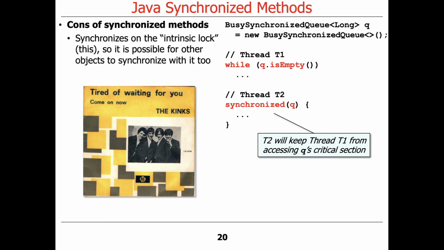So here we've got ourselves a busy synchronized queue, and we have thread T1 calling while queue is empty. That's a synchronized method call. And then down here, another thread says synchronized queue. Queue is the object. Well, believe it or not, that will actually cause this thread to hang. It'll never get to go inside isEmpty as long as thread T2 owns that particular intrinsic lock. Very weird property.